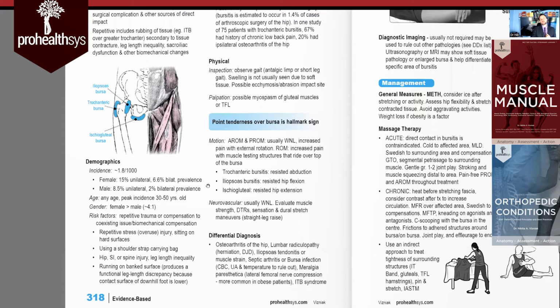For the specifics like trochanteric, iliopsoas, and ischiogluteal, I give you the actions that you want to watch. If you contract the muscles that go over top of it, they're going to cause pain. So resisted hip flexion, go figure, that makes my iliopsoas bursitis worse, right? Neurovascular within normal limits. If you have neurovascular signs, you need to look for another pathology.